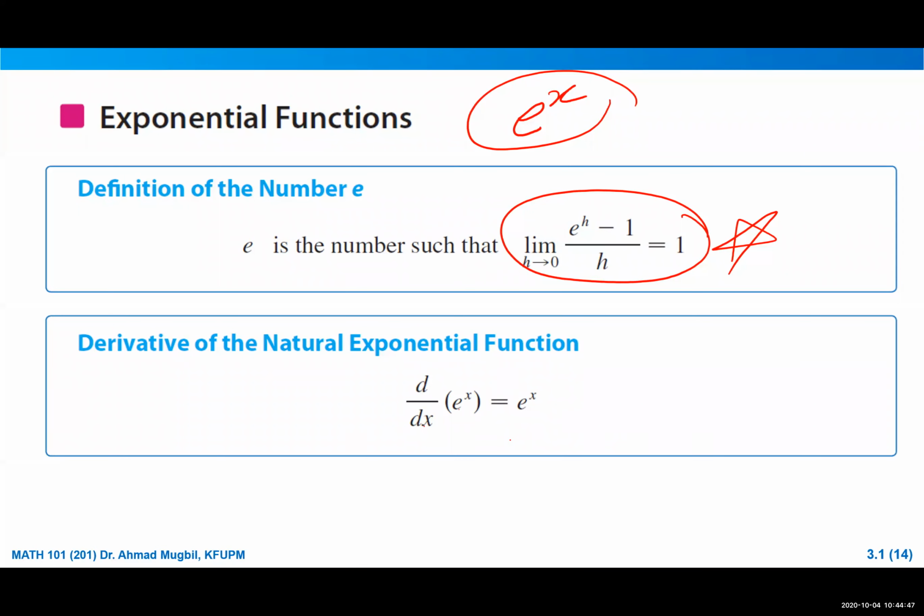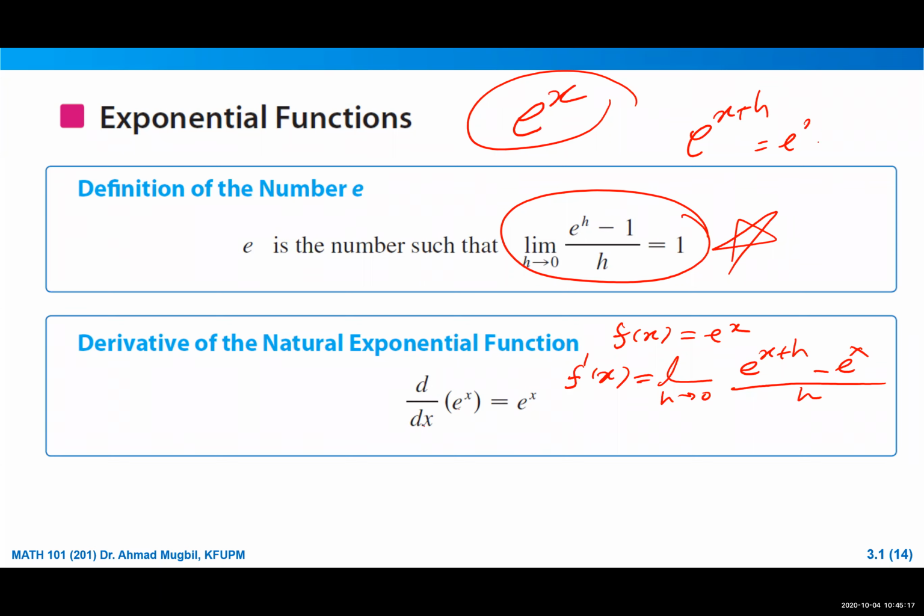Let's see how to use the definition. Now, what is your function? Your function is e to the power x. What is the derivative? The derivative of this function will be the limit when h goes to 0 of f of x plus h minus f of x over h. Now, what is f of x plus h? It will be e to the power x plus h, minus f of x, which is minus e to the power x. Now, you have here, in fact, e to the power x plus h. It is e to the power x times e to the power h.